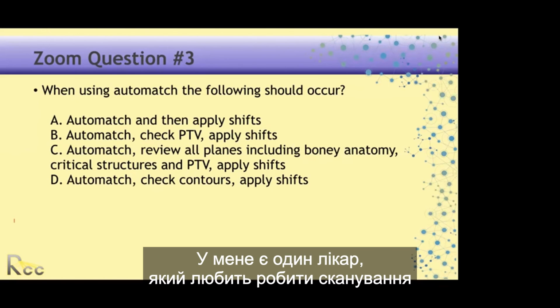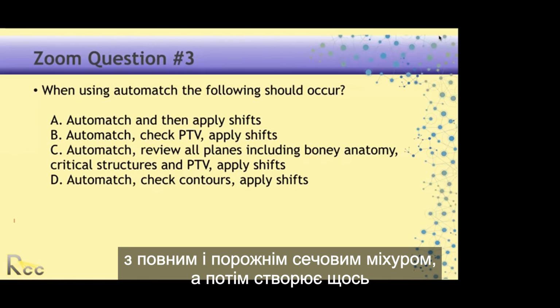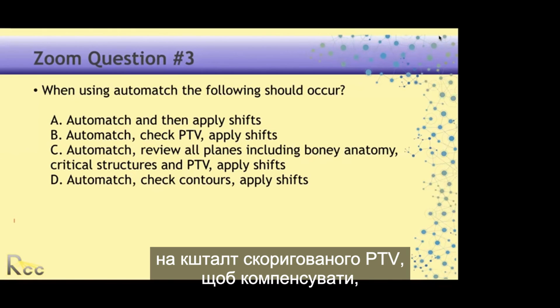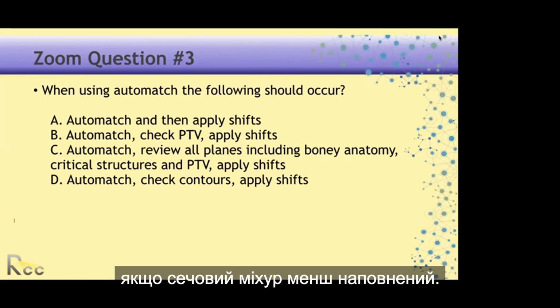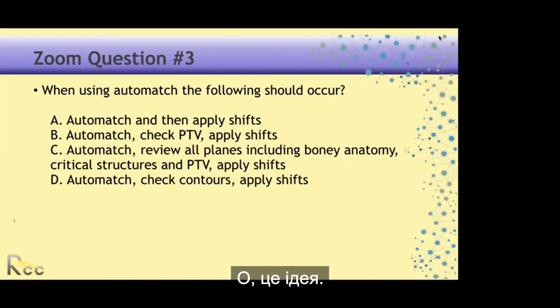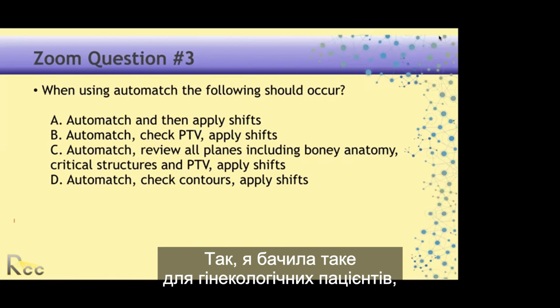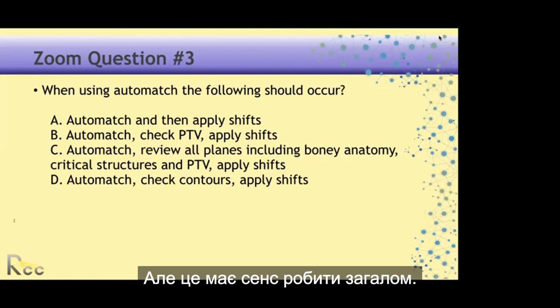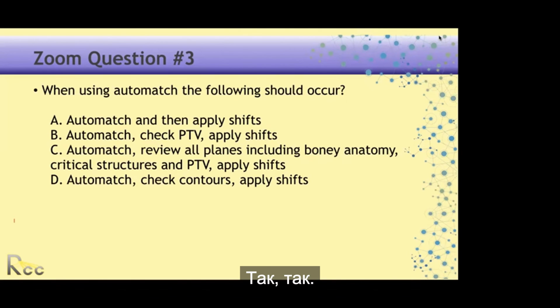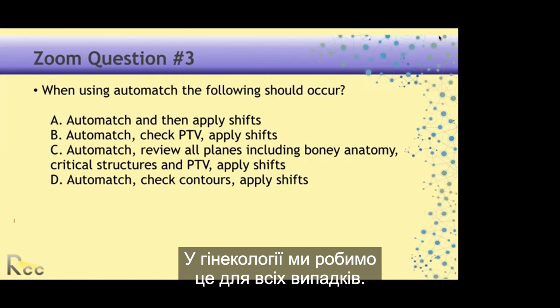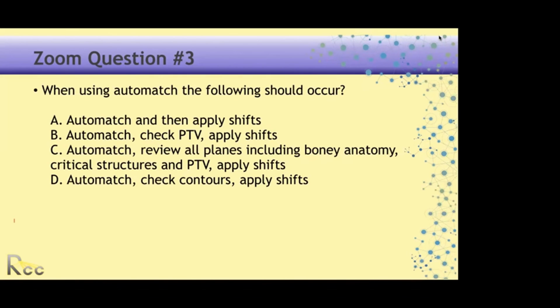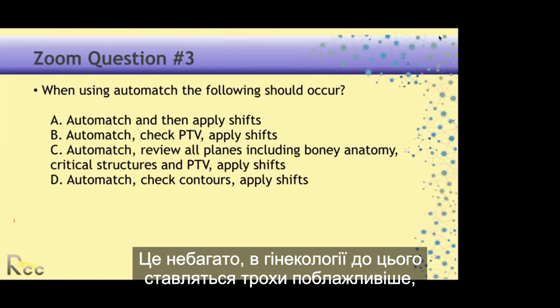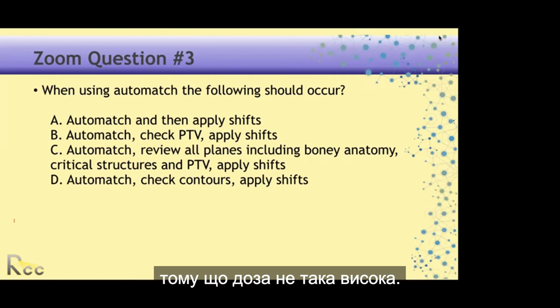I do have one doctor who likes to do a full bladder and empty bladder scan, and then she creates an adjusted PTV to compensate if their bladder is less full. I really like that idea. It's very helpful. Yeah, I've seen that for GYN patients, especially for any vaginal cases or uterine cases. For GYN, we do it for all the cases too. It tends to be a little more forgiving in GYN because the dose isn't as high.